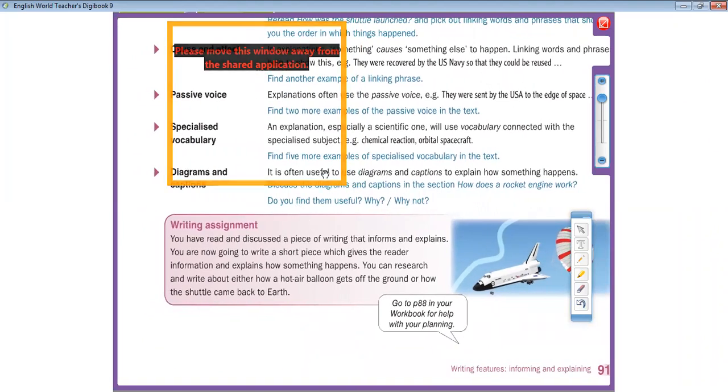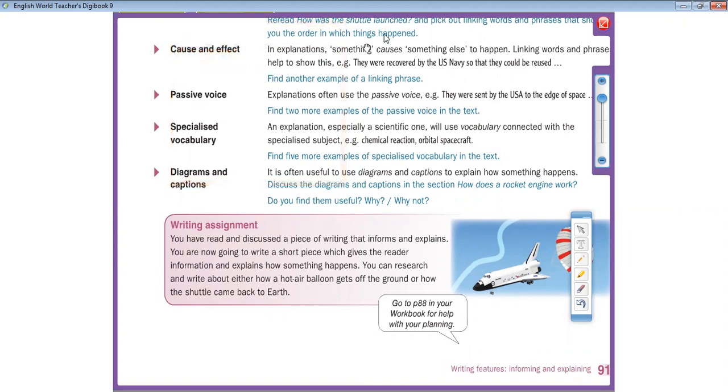Okay, for the last point we have here specialized vocabulary. You can use certain words that belong to space flight, مثلا عندي اللي هم الكلمات chemical reaction, orbital, spacecraft. These words مثلا we can use them for the moon, for space flight, for astronauts, for example. These are the ideas.